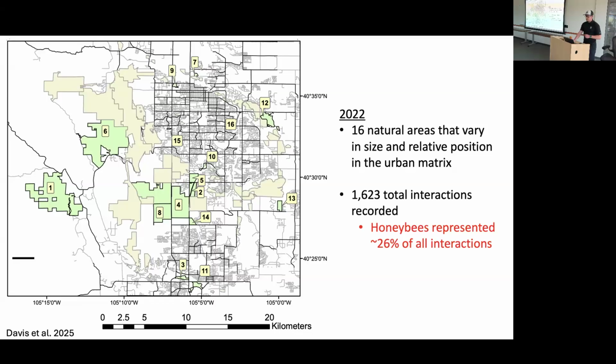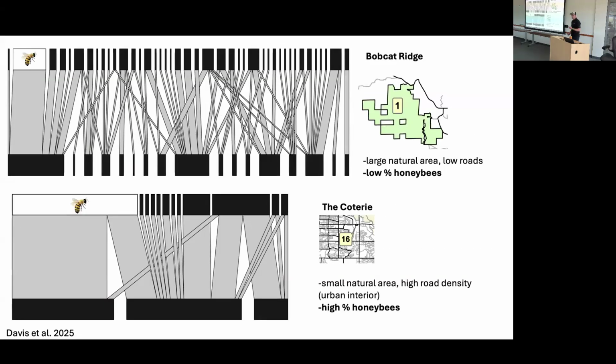That's quite a lot. But when you start to think about how that plays into these pollination networks, you can get an idea of it here. So here, in a site that had a large natural area and a low road density, there's a very low abundance of honeybees. They make up just a small proportion of this ecological network, and they're foraging only on one plant there. And you can see there are all these different groups of interacting bees and flowers in the Bobcat Ridge site. You come interior to the Coterie, which is this little dot here.